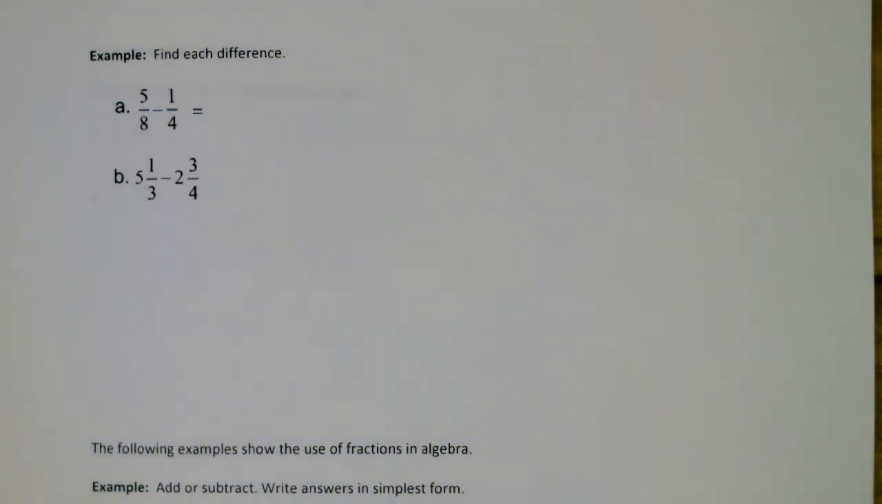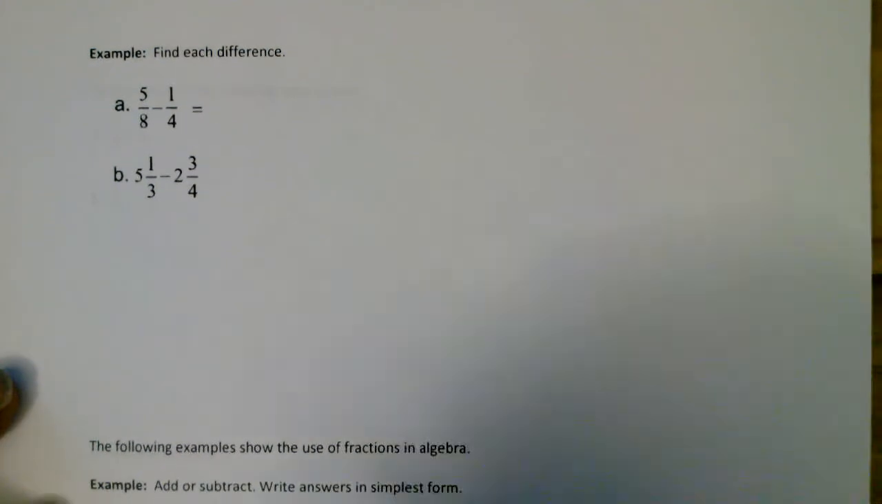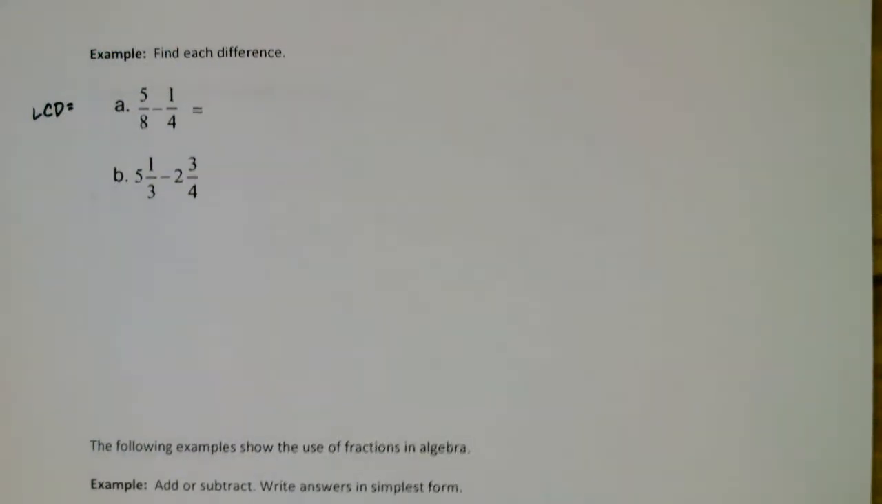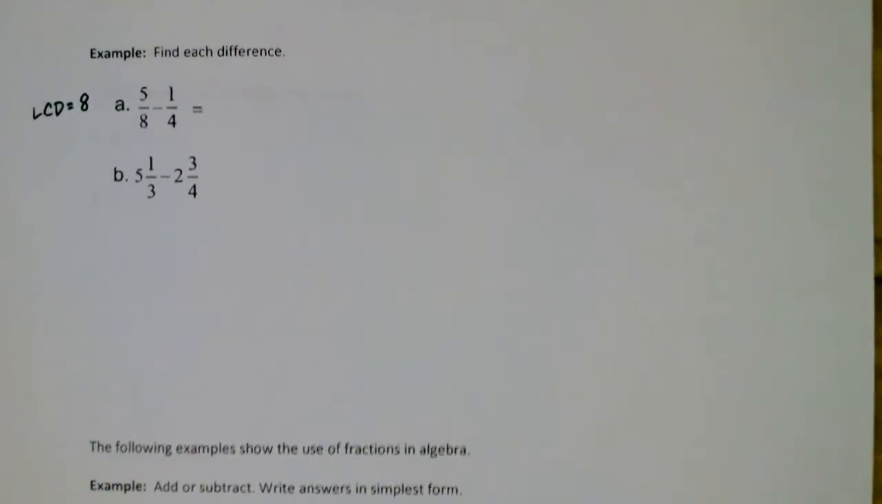Let's say we got 5/8 minus 1/4. And here I want an LCD of 4 and 8. That's going to be the smallest multiple that's divisible by 8 and by 4. And in this case, it has to be 8, because 8 is divisible by itself and 8 is divisible by 4.